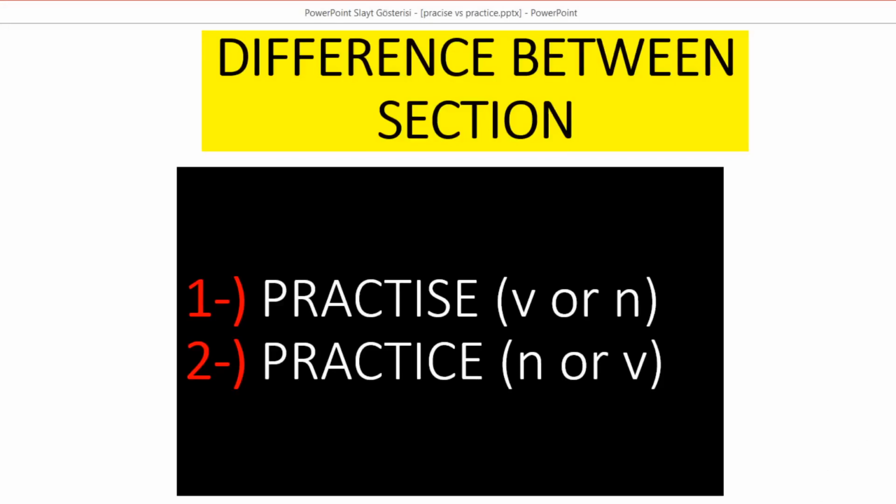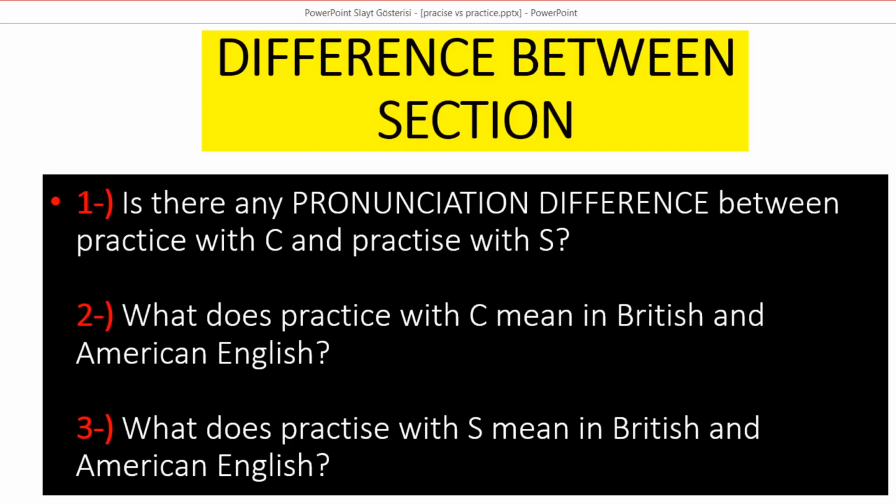Hello everyone, in today's video, we are gonna see the difference between practice with C and practice with S. In this section, we are gonna learn the answers of three questions written here. First one, is there any pronunciation difference between practice with C and practice with S? Second one, what does practice with C mean in British and American English? And third one, what does practice with S mean in British and American English?